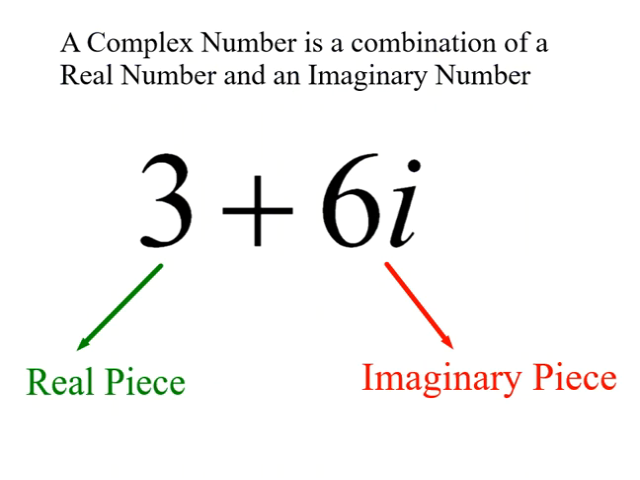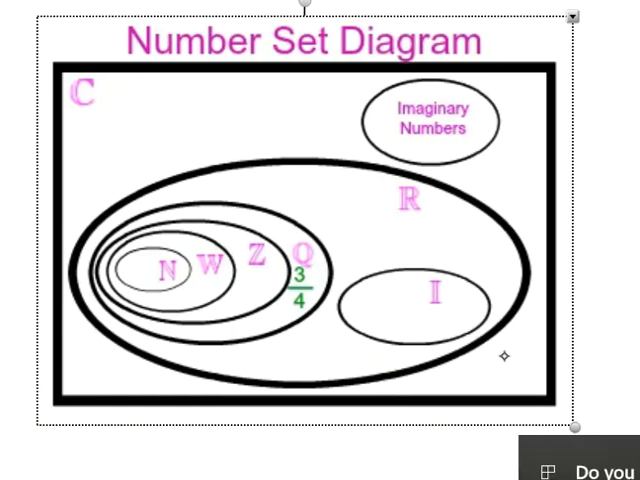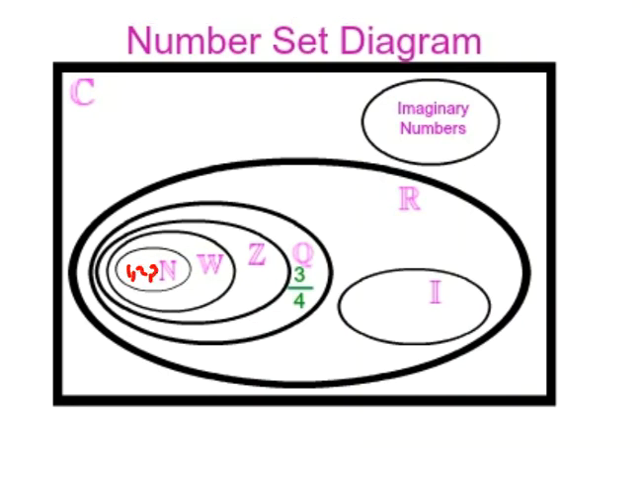When you think about number sets, the smallest number set that we have is the natural numbers, which is basically just your counting numbers, 1, 2, 3, 4, and so on. Then you have the whole numbers, they're a little bit bigger. You just have the natural numbers and 0.